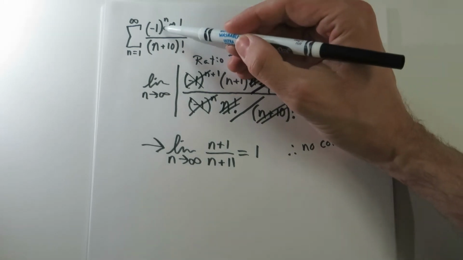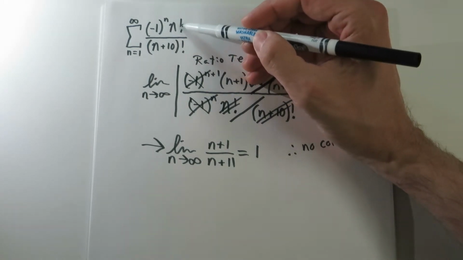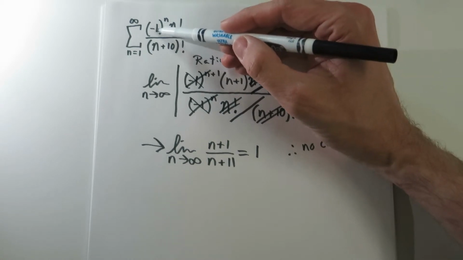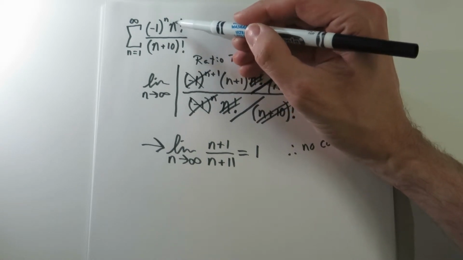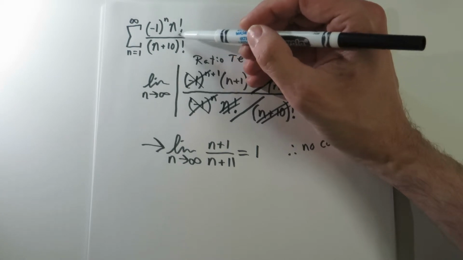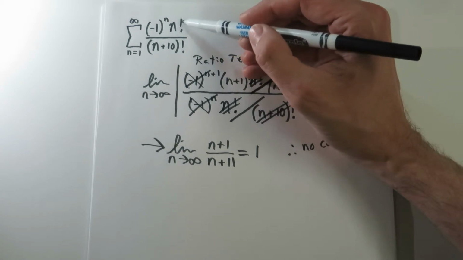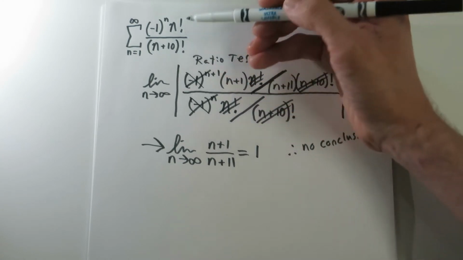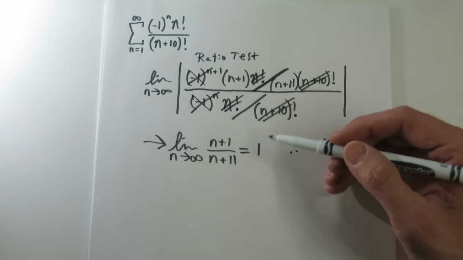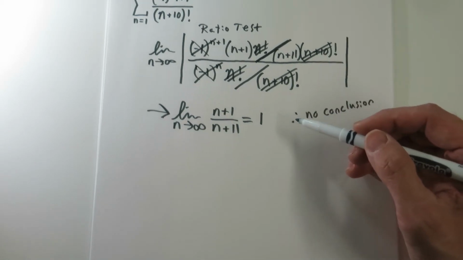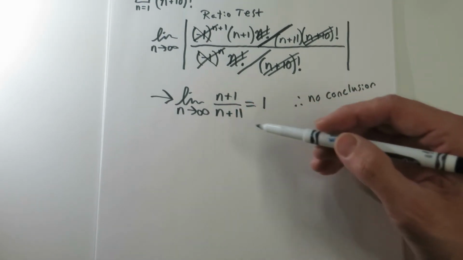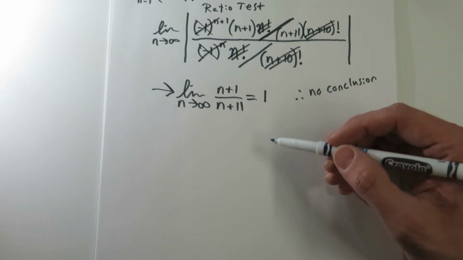Now, I know because we have this negative 1 to the nth power times n factorial here, well, this is just going to be negative 1 to the nth power times some b sub n, and our b sub n is going to be this positive part here, this n factorial over n plus 10 factorial. So what we can do is test for absolute convergence.